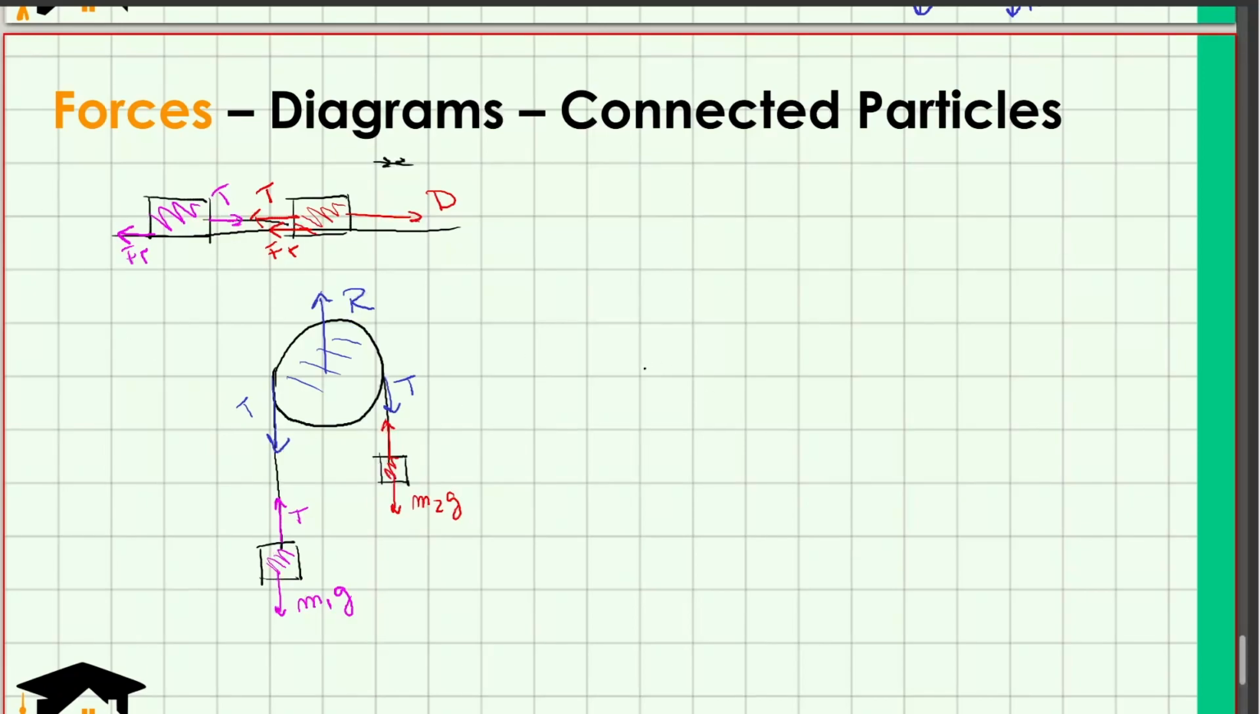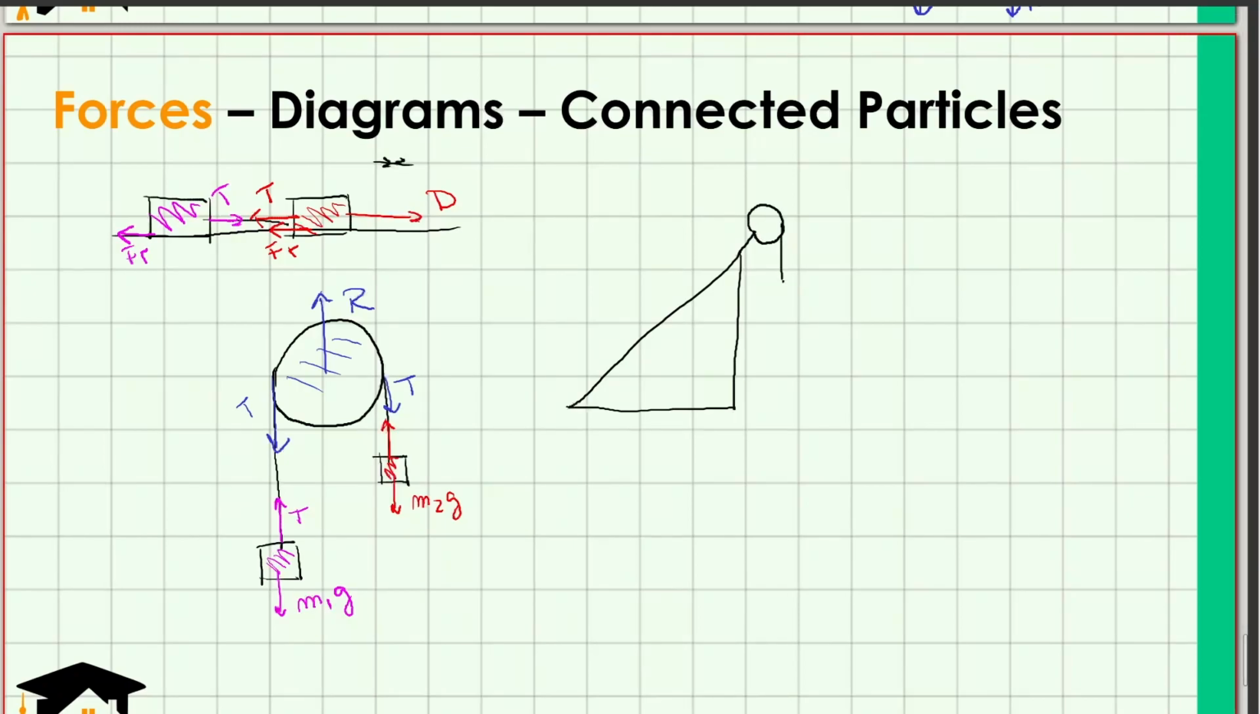And a situation that could be even more complicated is when we have a wheel here, and so we have an object hanging on this side and another one on this side. So again, let's draw all the diagrams. This object is the easiest one. We have the mass times gravity and the tension.